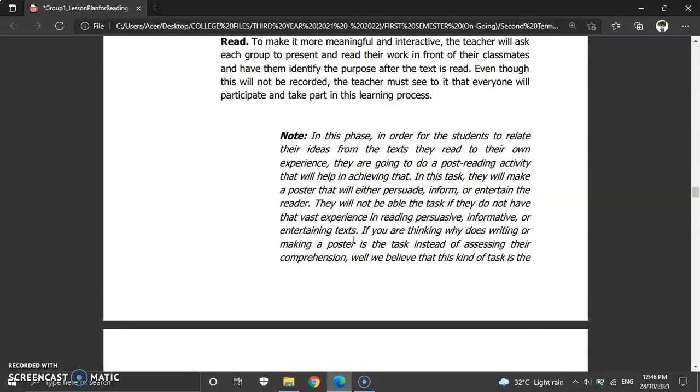So in this phase, in order for the students to relate ideas from the text they read to their own experience, they are going to do a post-reading activity that will help achieve that. In this task, they will make a poster that will either persuade, inform, or entertain the reader. They will not be able to do the task if they do not have vast experience in reading persuasive texts. They cannot do this if they have no knowledge of what persuasive, informative, or entertaining text is. So that is the relationship part.